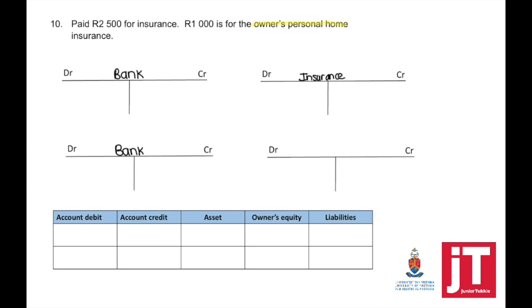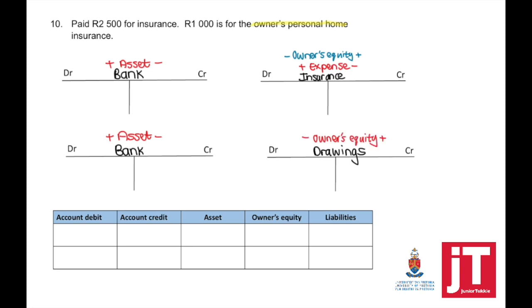Money came from our bank account because we paid for the owner's personal insurance, and anything taken for personal reasons must be shown as drawings. Bank is classified as an asset, insurance an expense, but we need to know the effect on the owner's equity. Drawings will affect the owner's equity. This means, let's start with the first one.